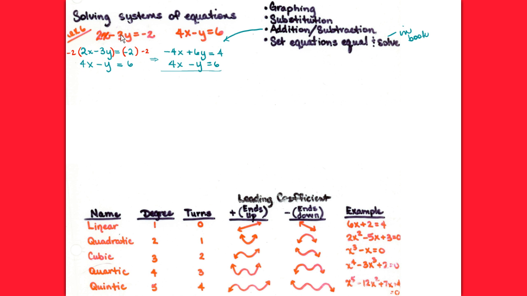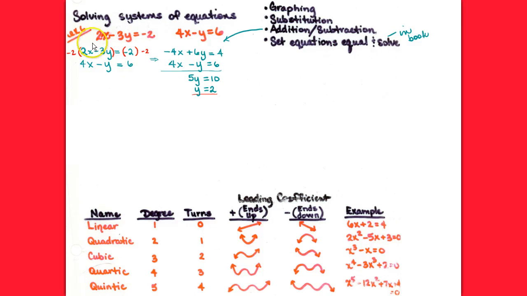So now if I go through and combine, a -4x and a +4x would combine so that the x's cancel each other out, and that was my goal. I wanted them to eliminate. 6y minus y would be 5y, and 4 and 6 would be 10. So what's y equal to? 2. So then how do I find x? Plug it back in, right?